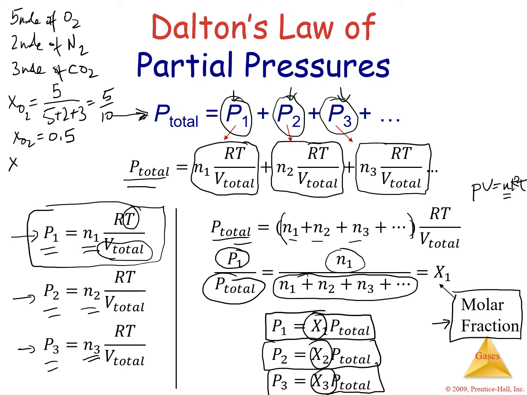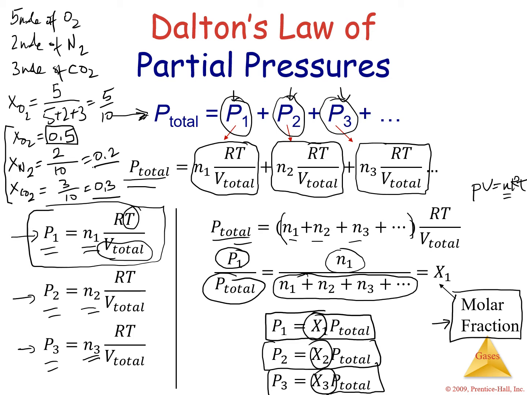Now we can also calculate the molar fraction of N2. In this case it is 2 moles of N2 divided by 10, the total number of moles in the mixture, which is 0.2. And finally, the carbon dioxide molar fraction would be 3 divided by 10, which is 0.3. Notice that if you sum up all molar fractions of all compounds in the mixture, the sum is always equal to 1.